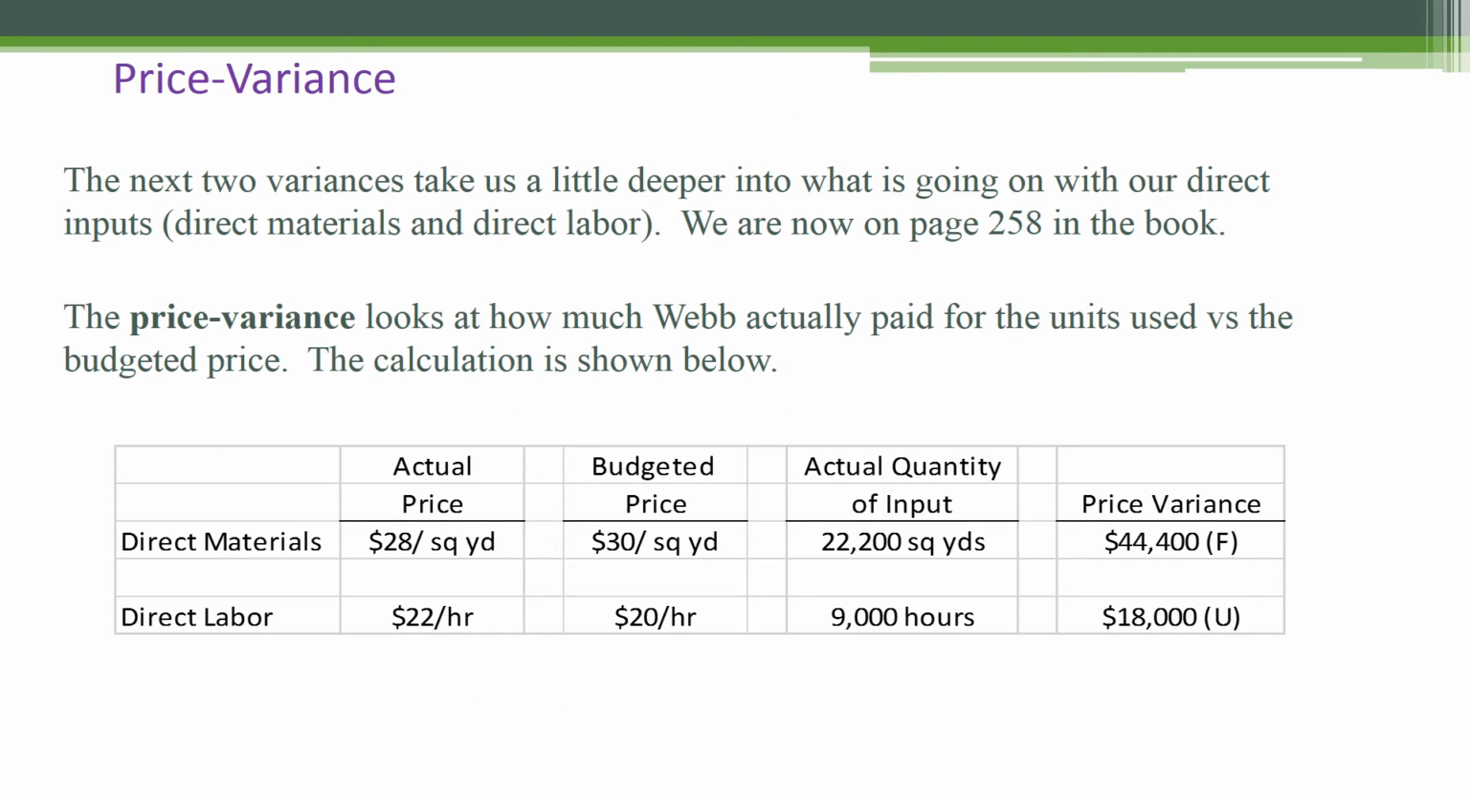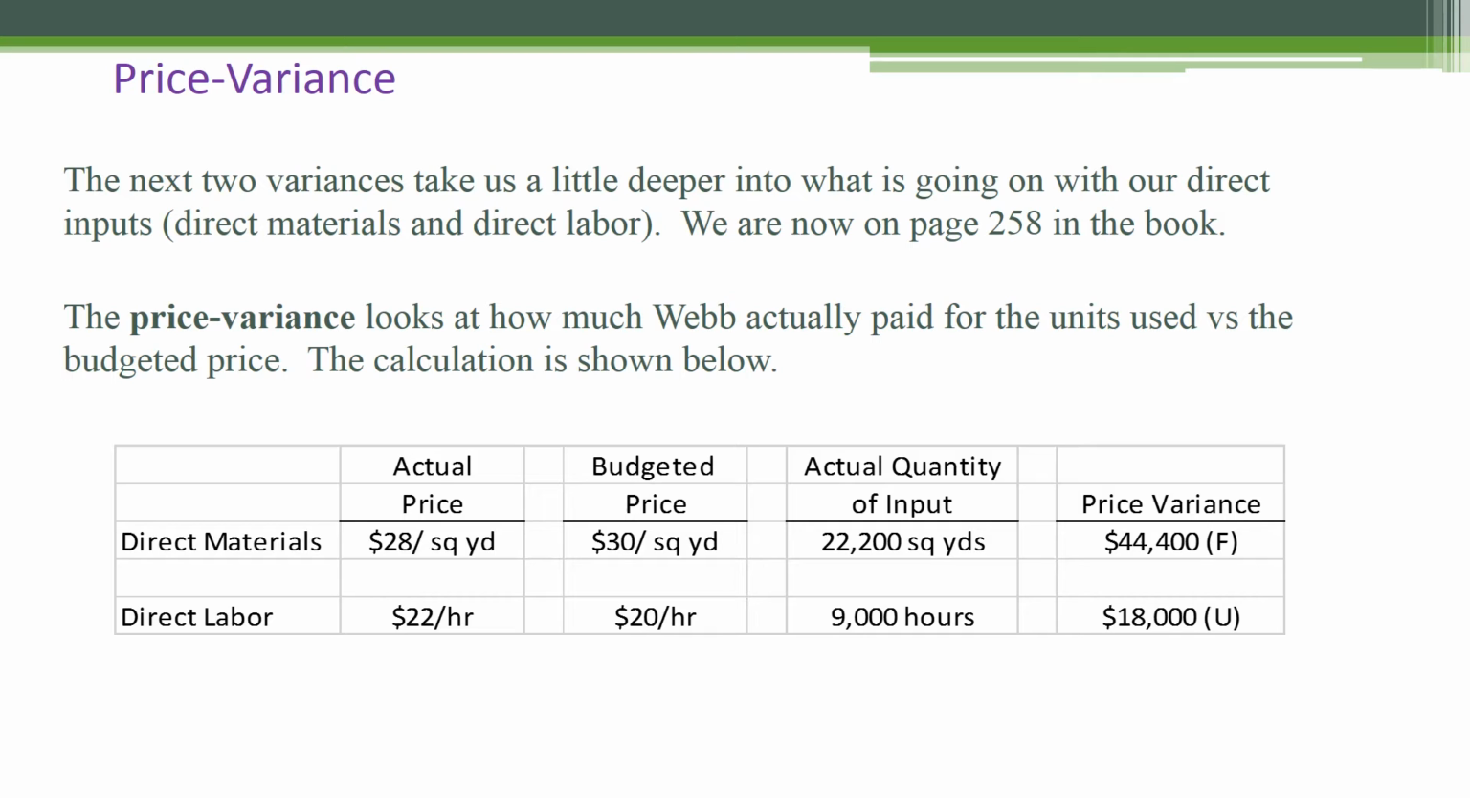We are now on page 258 if you're trying to follow along in the book. The first variance we're going to look at is the price variance. This looks at how much, and we're going to use Webb as our example, Webb actually paid for units used versus the budgeted price for those units used. The calculation is shown below. So for our price variance, if we look at the direct materials line, we actually paid $28 a square yard. The budgeted price was $30 a square yard. Our actual quantity of input was 22,200 yards.